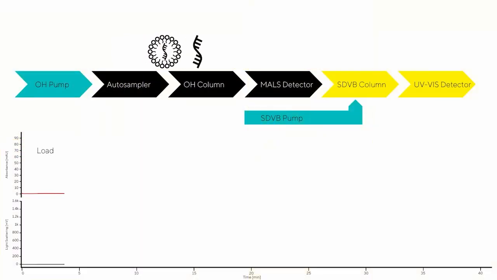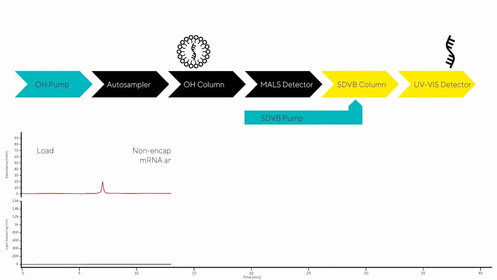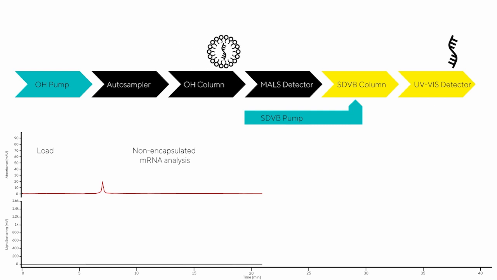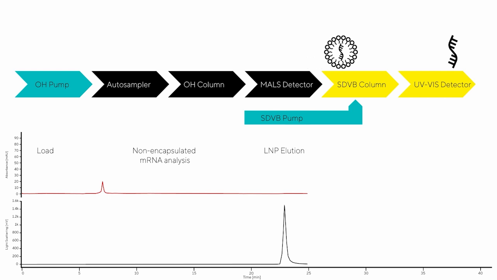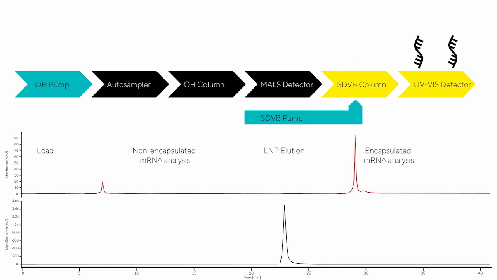During analysis, non-encapsulated nucleic acid passes through the OH column to the SWB column, where it is bound and eluted based on length, while LNPs remain bound to the OH column. In the next step, LNPs are eluted from the OH column, bound and opened on the SWB column. The encapsulated nucleic acid is released for analysis in the same way as the non-encapsulated nucleic acid in the previous step.